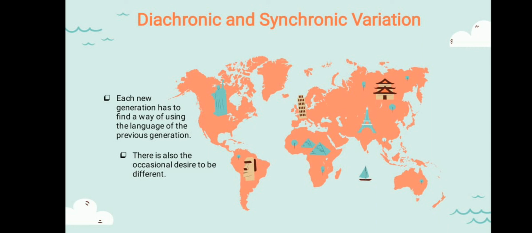Each new generation has to find a way of using the language of the previous generation. In this unending process, whereby each individual child has to recreate the language of the community, there is an unavoidable propensity to pick up some elements exactly and others only approximately. There is also the occasional desire to be different. Given this heterogeneous transmission process, it should be expected that language will not remain stable and that change and variation are inevitable.